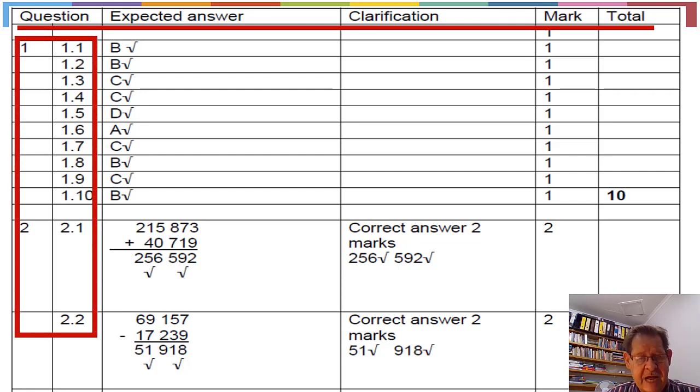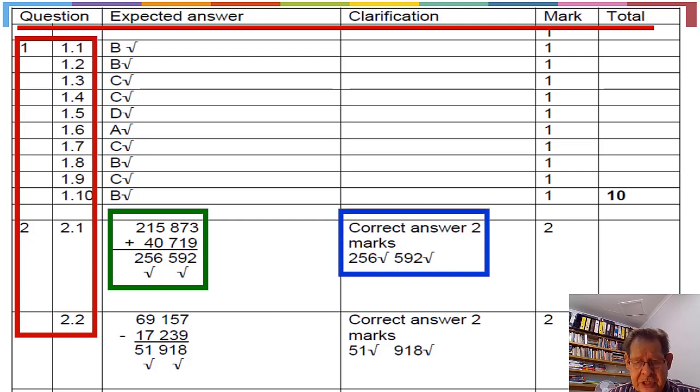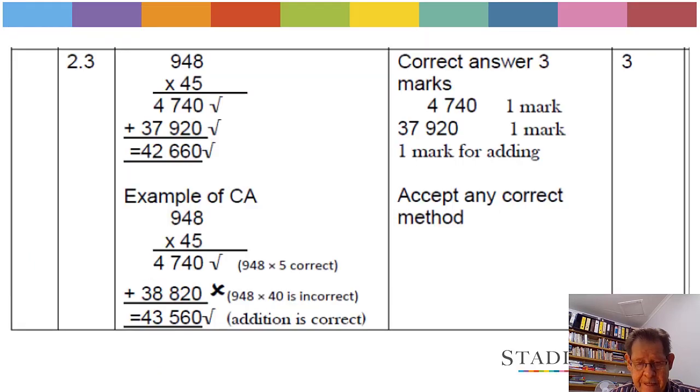Then the questions have been numbered from 1.1 up to 1.10 in respect of question number 1. And then you also find 2.1 and 2.2 in respect of question number 2. There's a possible, expected answer, and you see the tick marks. So this answer is worth 2 marks. The correct answer is worth 2 marks, with 1 mark awarded for the 256 and another mark for the 592.